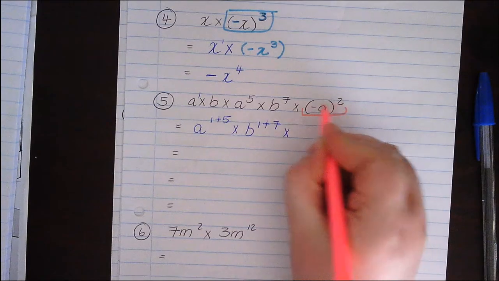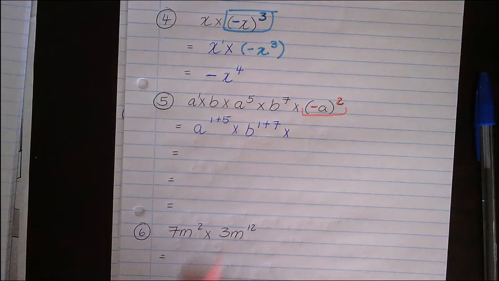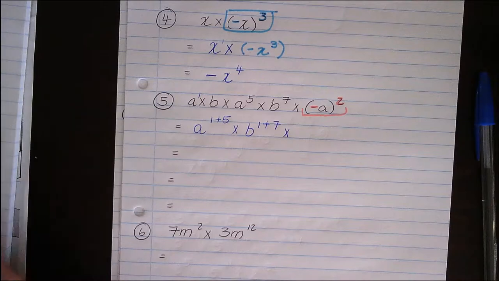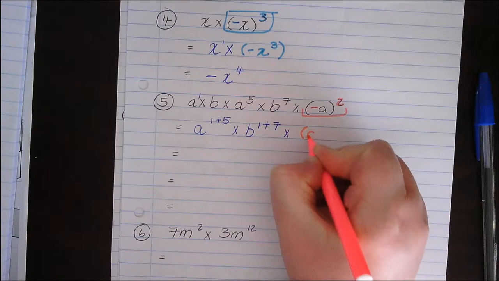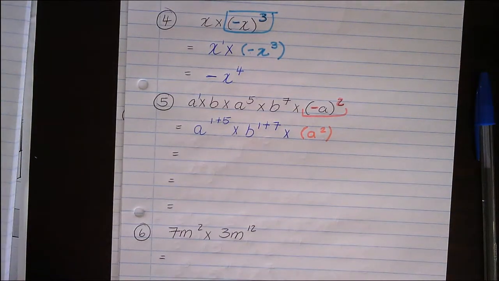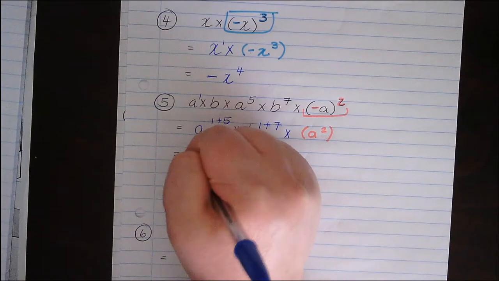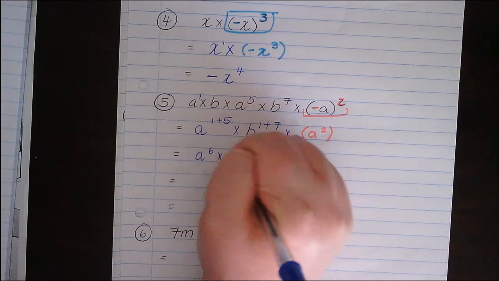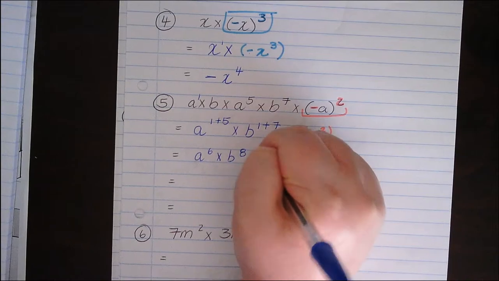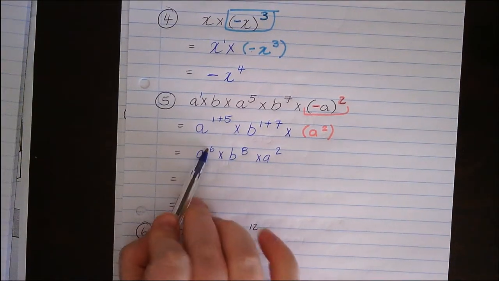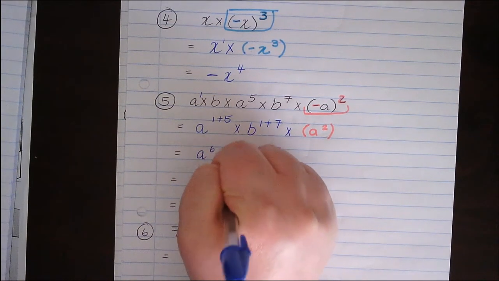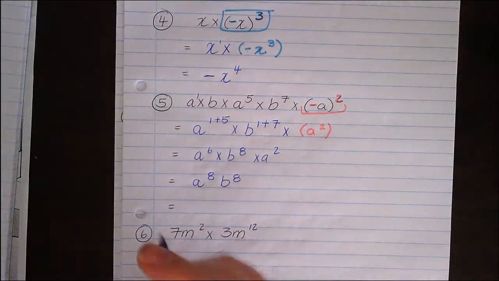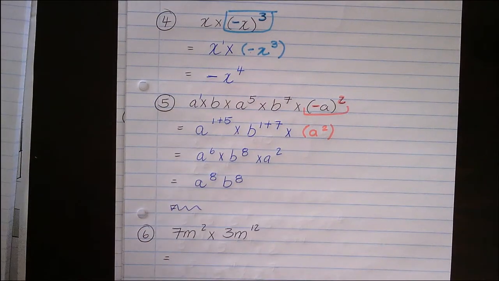Okay, so we have a negative to an even power. Notice that the negative is inside the bracket, otherwise it would work differently. A negative to an even power is positive, so this is just a squared. Okay, this is a to the power 6 times b to the power 8 times a squared. Okay, a to the power 6 times a to the power 2 gives me a to the power 8 and b to the power 8. And if you need the in-between steps, ask your teacher, message me, whatever you need.